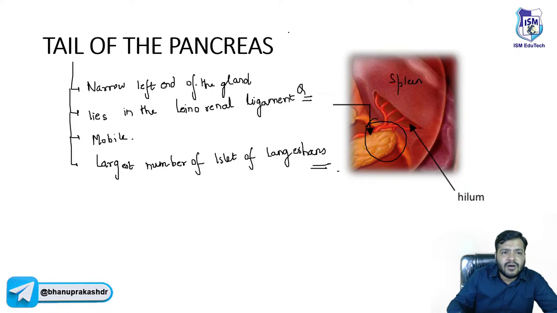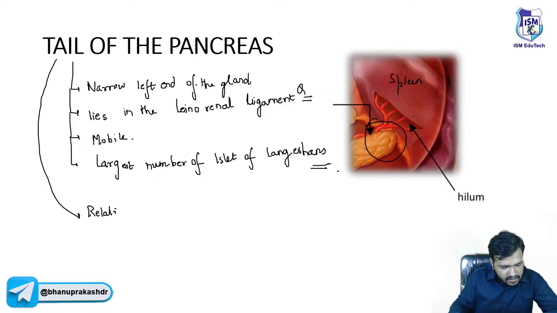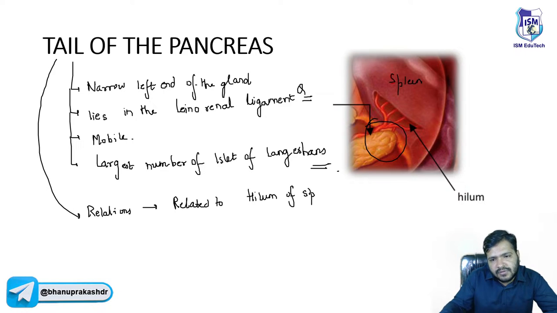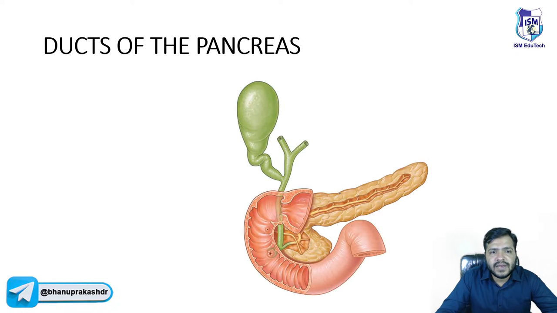So, if we talk about relations, if a question is asked on relations, it is related to the hilum of the spleen. Right? Now, coming on to the next part, the ducts of the pancreas.